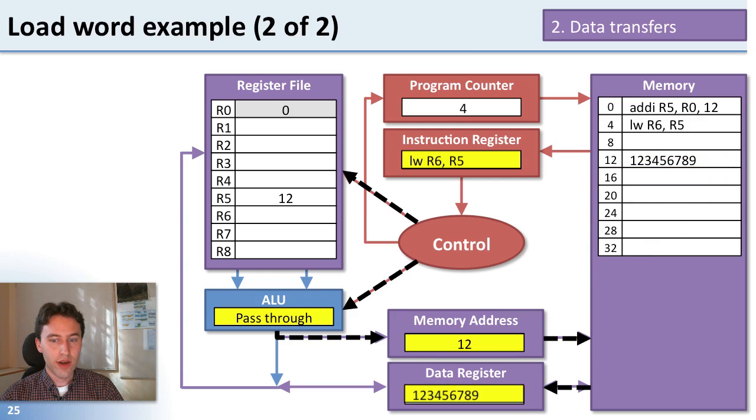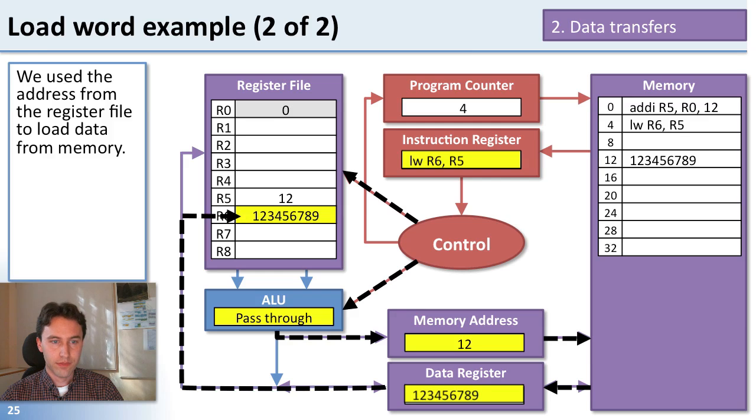Now we've read the value out of the memory, and now all we have left to do is to write it back into the register file, and we've loaded the value. So what we did here is we used an address from the register file to load data from the memory. That is, we had to have the memory address in the register file before we could access data from the memory.